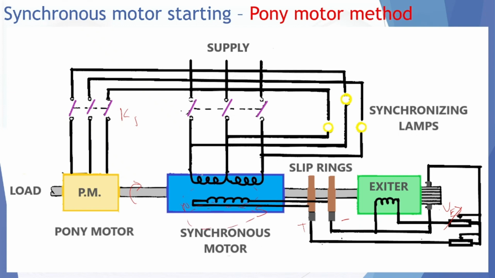This magnetic field will cut the stator winding and produce a back EMF, same as in the case of a generator, EB, and it is an AC supply. Still this contactor is not closed, and now you have EMF here. Let's say now this pony motor brings the synchronous motor to the rated speed.